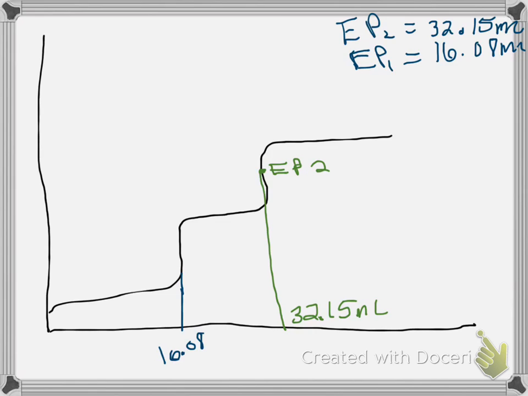And I can get the first midpoint from that because I know that the midpoint is half the equivalence point. So that's going to end up being 8.04 milliliters. So that's here.